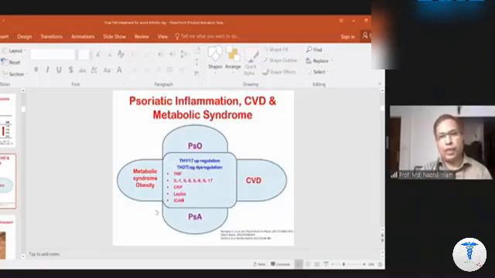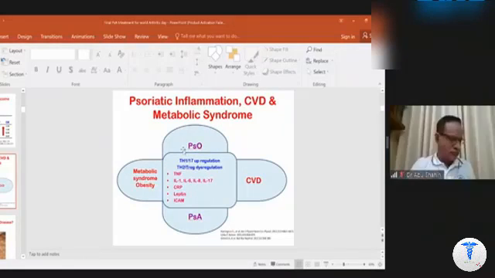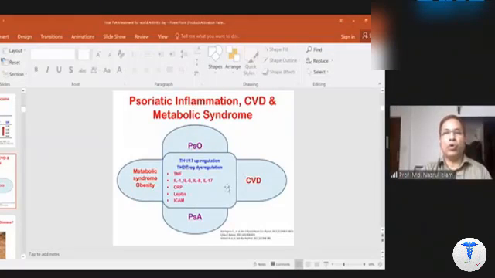If we look at the pathophysiology of psoriasis and psoriatic arthritis, here are the interesting cells and the cytokines related to that. T helper 1 and 17 upregulation, T helper 2 dysregulation, TNF, interleukin 1, 6, 8, 17, CRP, leptin, and ICAM. These are the different cytokines, interestingly present in both psoriasis and psoriatic arthritis, and they also play a role in the development of CVD and metabolic disease.